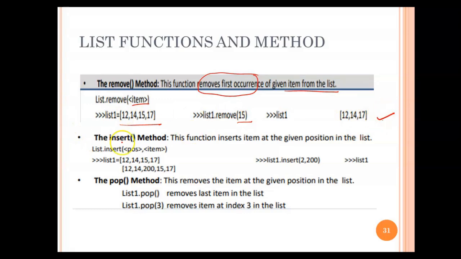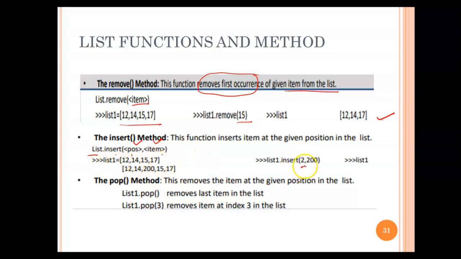Now you go to the insert method. With the help of insert, you will be able to insert one element at a particular position. And this function works with two parameters. So here you can see we have list.insert, and two parameters are there. The first one is the position where you want to insert the element, and the second one is the item which you want to insert. So please check it properly. Here we have list1 equal to 12, 14, 15 and 17.